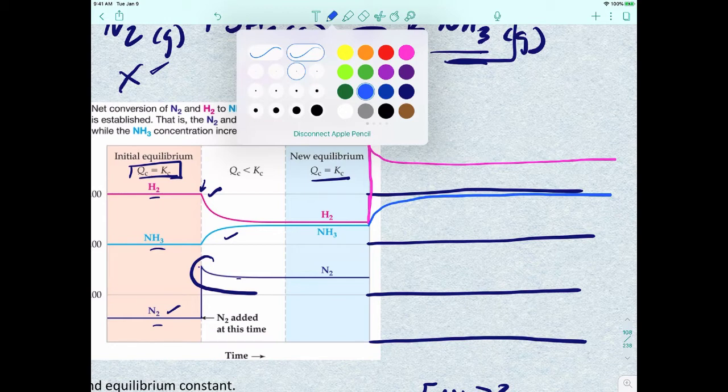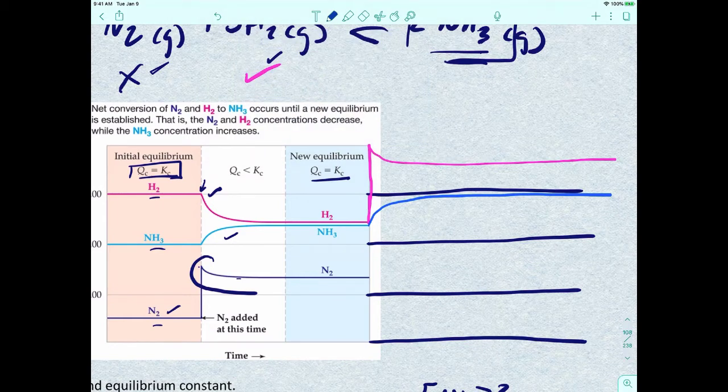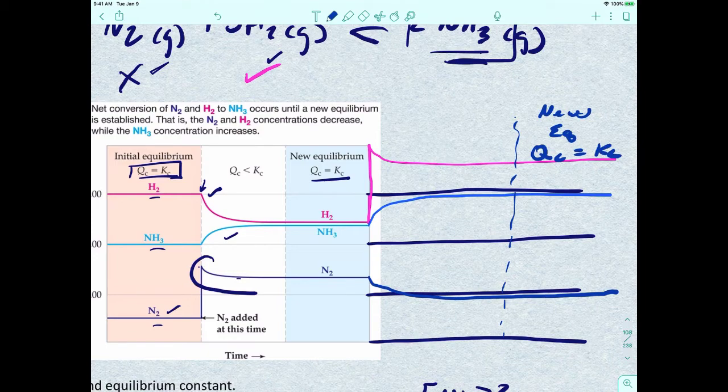Let me get a darker color here. What we're going to see is that because we're using up H2 to make more product, the concentration of N2 is actually going to go down until it levels off again. So at this point, this is your new equilibrium, where Qc is equal to Kc. And so to answer that question, that's what this would look like at equilibrium. If we were to increase the concentration of H2, you increase it initially, but it's got to decrease because you're using up more N2 to make more product.